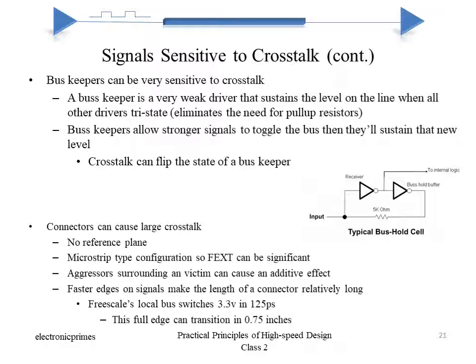Connectors can cause large crosstalk because they have no reference plane. In a microstrip type configuration, far-end crosstalk can be significant, and multiple aggressors surrounding the victim can cause an additive effect. Suppose you have faster edges on the signals, which make the length of the connector relatively long. For example, a local bus switches to 3.3 volts in 25 picoseconds, and this full edge can transition in about 0.75 inches.